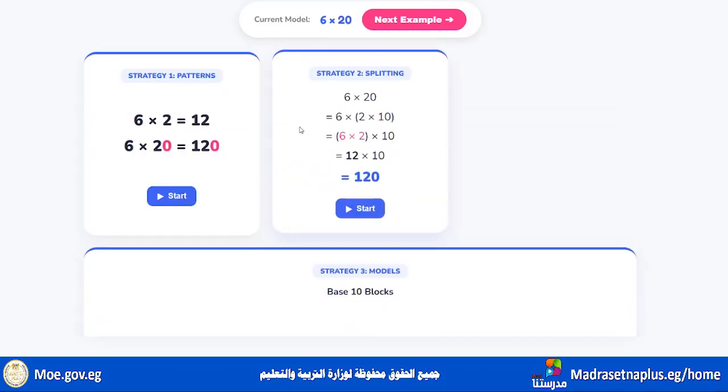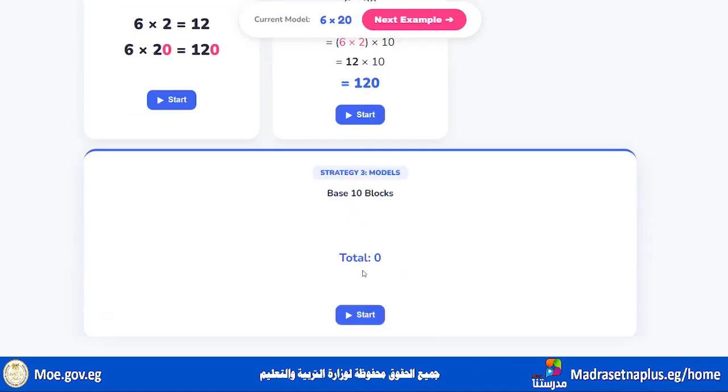What about blocks? We have 6 blocks of 20: 1, 2, 3, 4, 5, and 6. So I repeated that 6 times: 20, 20, 20, 20, and so on. How many 20s? There are 6 20s. The sum is 120, by splitting, by pattern, or by blocks.